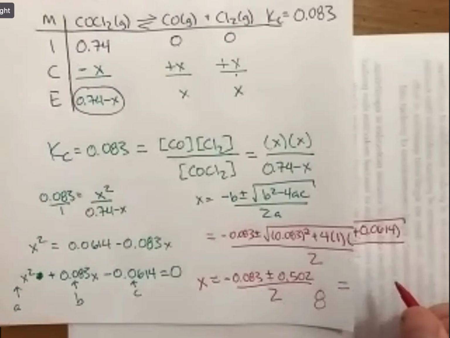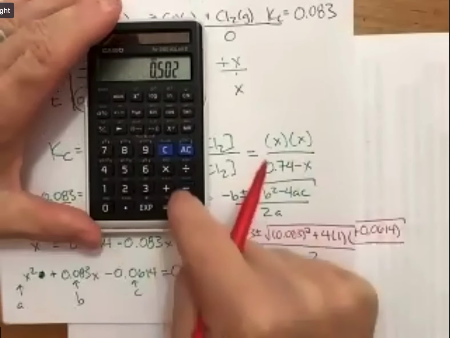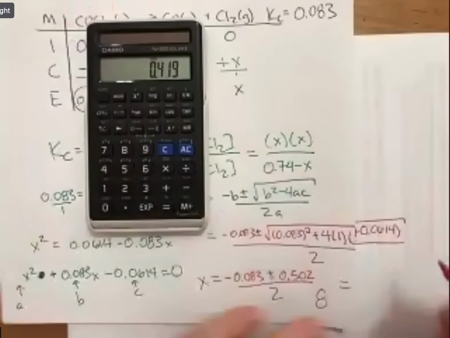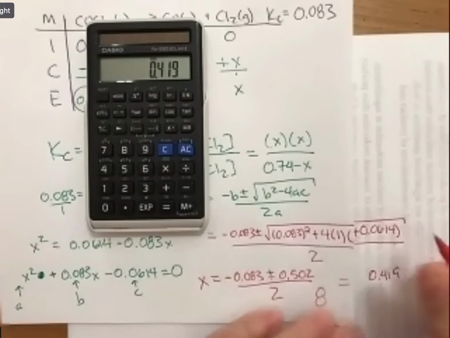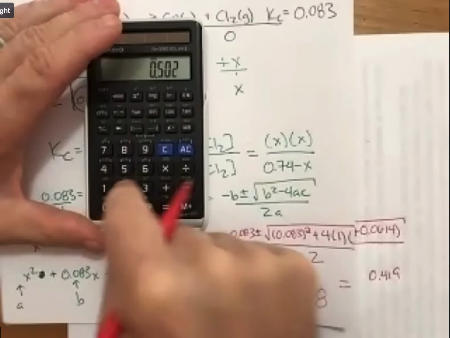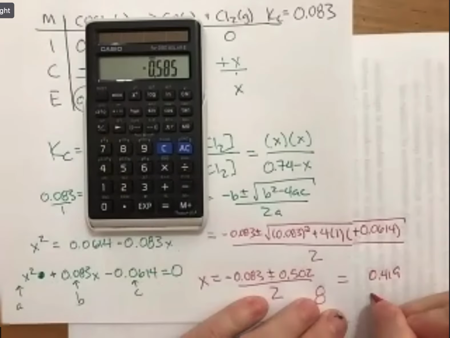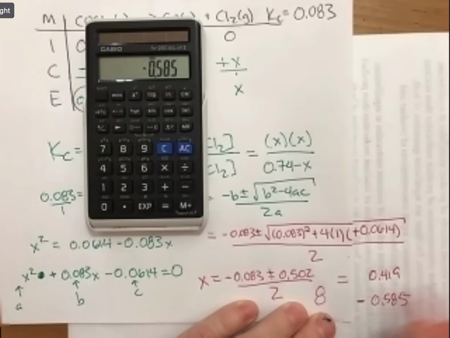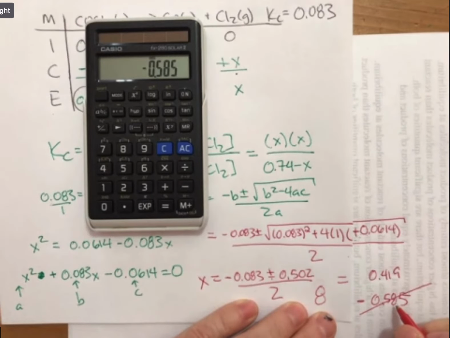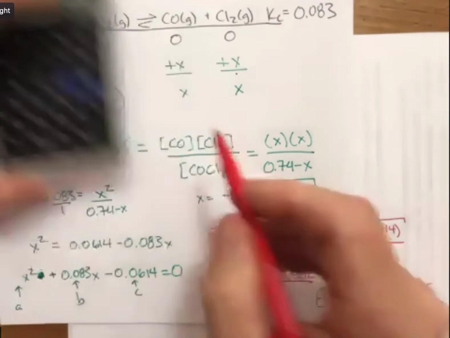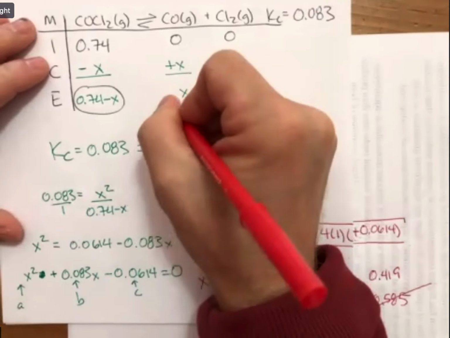Let's see. So 0.502 positive minus 0.083, I get 0.419. 0.502 negative minus 0.083, negative 0.585. So this root does not make physical sense, so it will not be correct. This answer here, 0.419, that is what my x value has to be.